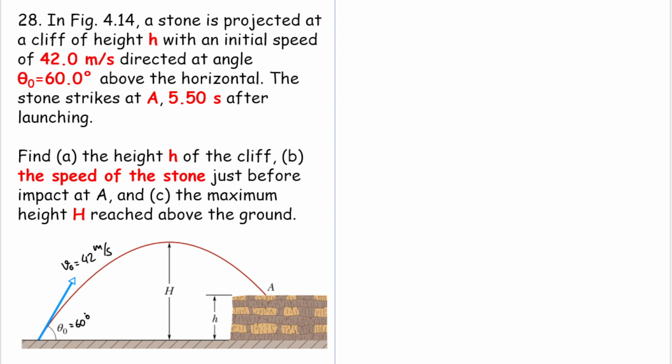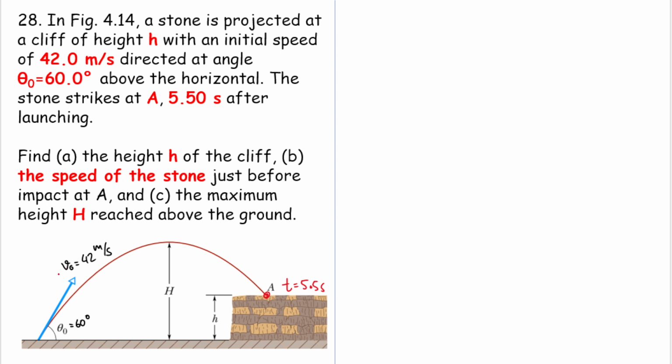Good. Above the horizontal, the stone strikes at A 5.5 seconds after launching. Okay, so it strikes here at t equals 5.5 seconds. And then the question is: find (a) the height h of the cliff, (b) the speed of the stone just before the impact at A, and (c) the maximum height H reached above the ground.